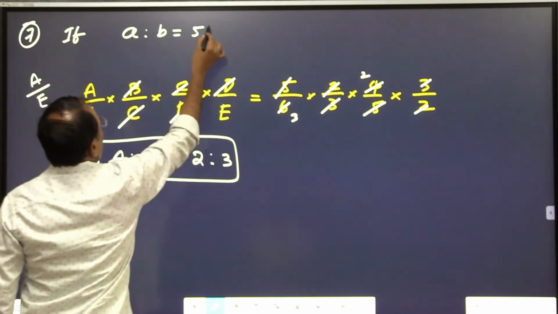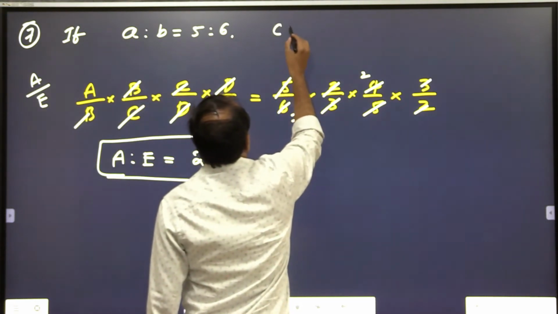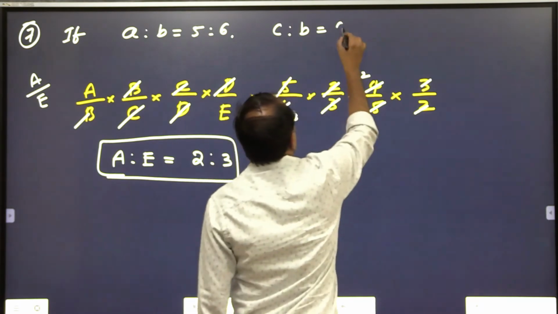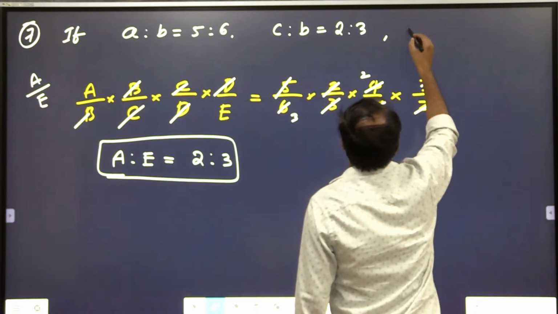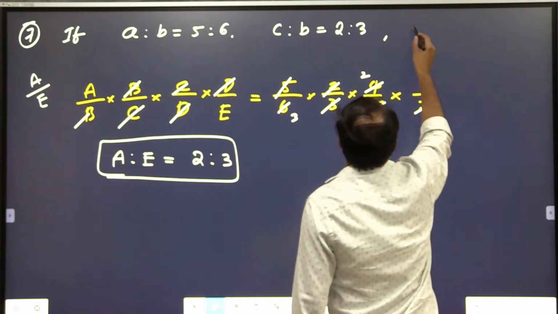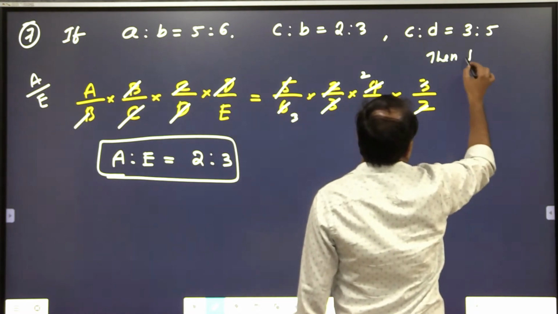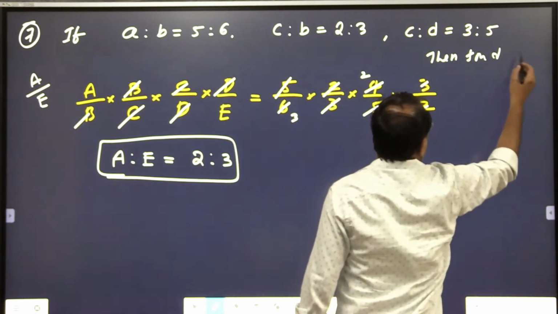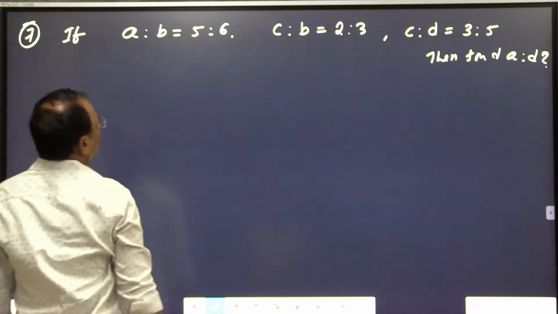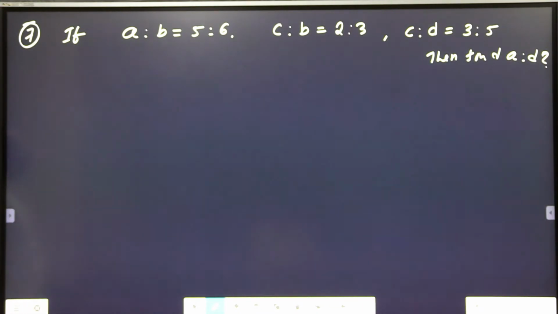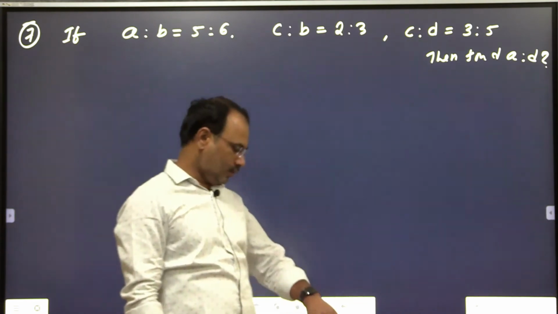If A is to B is equal to 5 is to 6, C is to B is equal to 2 is to 3, C is to D is equal to 3 is to 5, then find A is to D. A is to D, first term and last term. You have to find first term and last term.